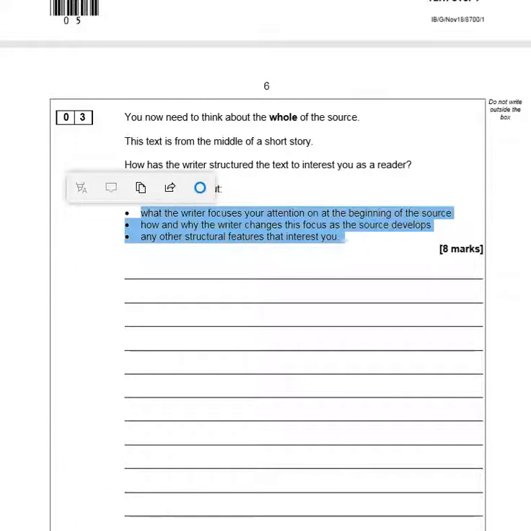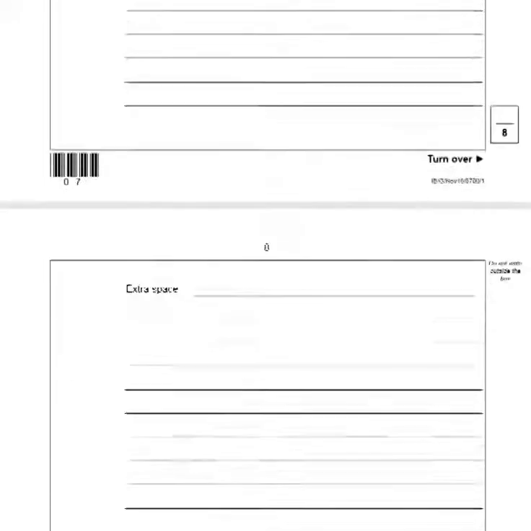What the writer focuses our attention on. When the changes in focus happen. Any of the structural features. Structural features, again, look at my uploads, but things like flashbacks. Is there a flashback in it? That is the structure question. 8 marks again. So we've got a 4 mark, 8 mark and an 8 mark.